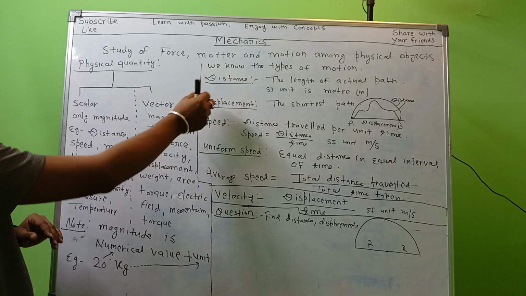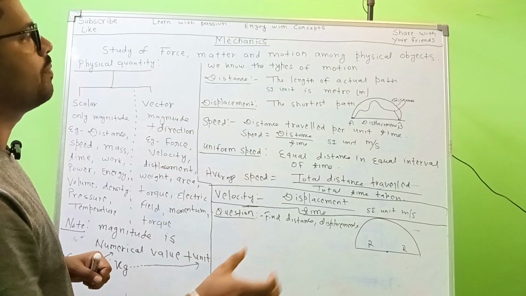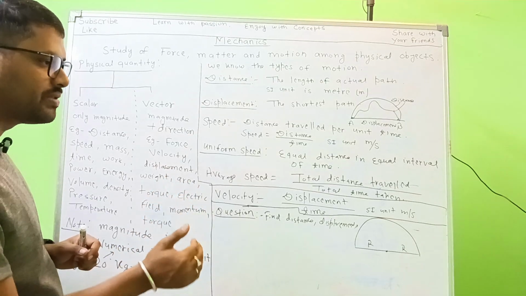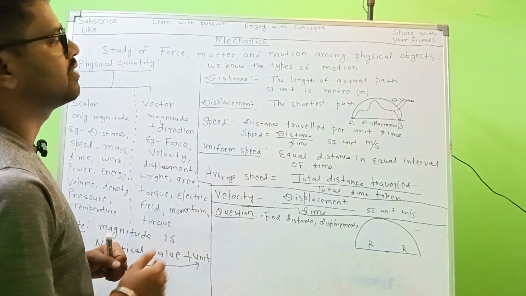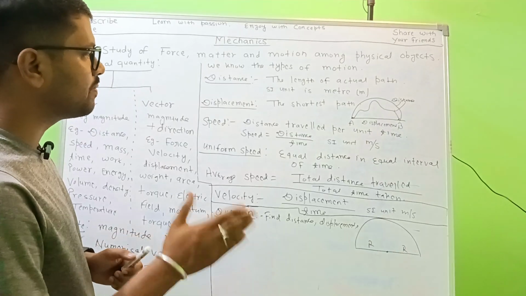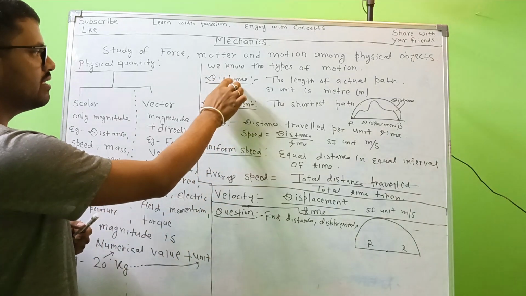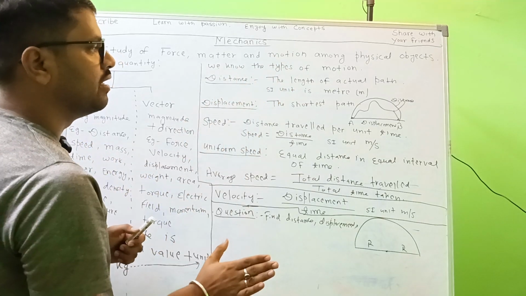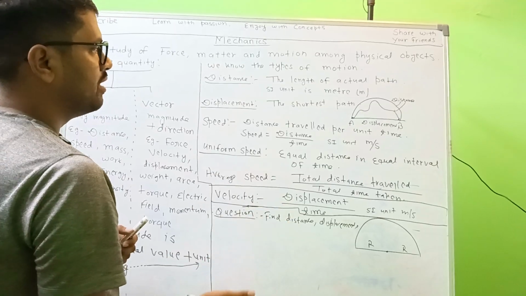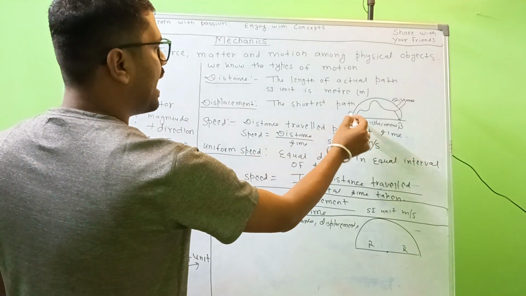Now we will see about distance. What is distance? Distance is the length of the actual path. It means if an object is moving, how it is actually covering the path. But displacement is the shortest path. Here we can understand distance is a scalar quantity because it doesn't depend on direction. When you find distance, you just have to go through the actual path.